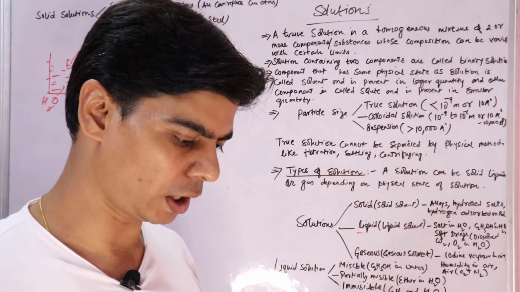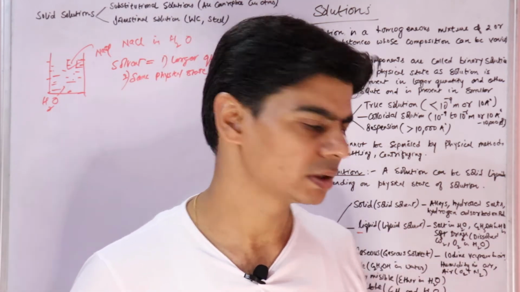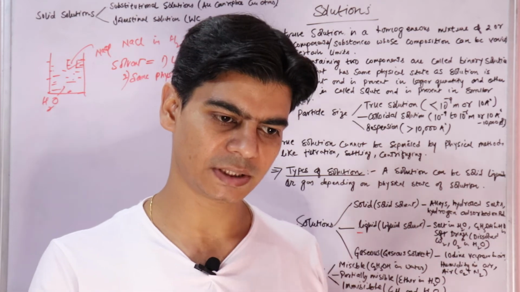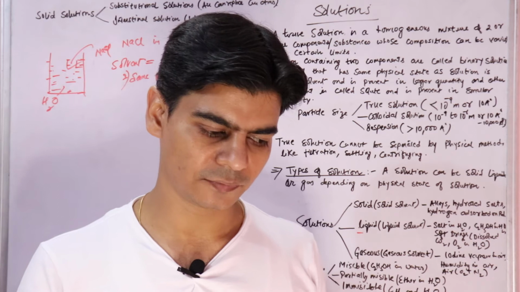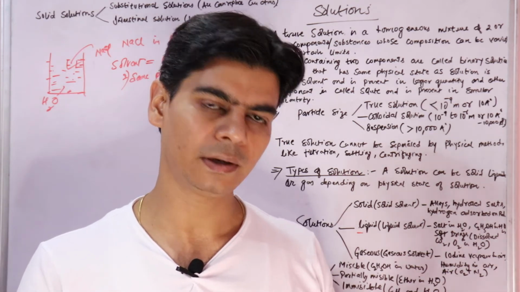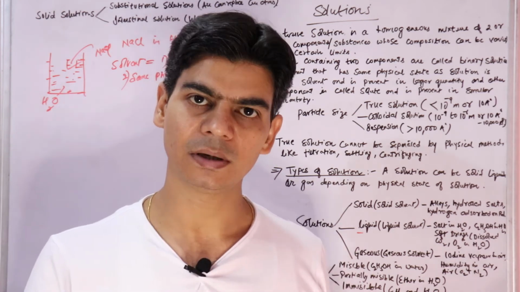So now we will see how solute can be a solid, liquid, and a gas. In this case, alloys. Let's take an example of an alloy, steel. Steel is an alloy, right? Because when we mix carbon to iron, it forms steel. Here iron is in larger quantity and carbon is in lesser quantity.